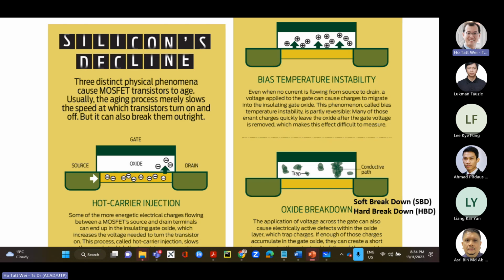So there are three mechanisms. We will only be modeling the delay of HCI and BTI. Okay, so for this course, we will only be modeling the delay of HCI and BTI, because TDDB is a little bit more complicated. I haven't found a good way to model it yet. But for these two, there are theses that I've shared, and I'll go through some of the key points.